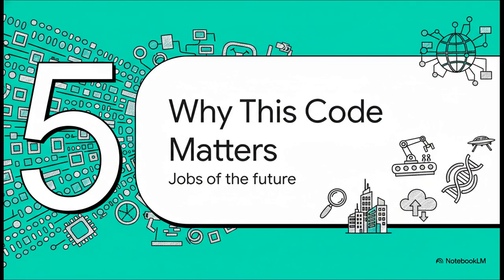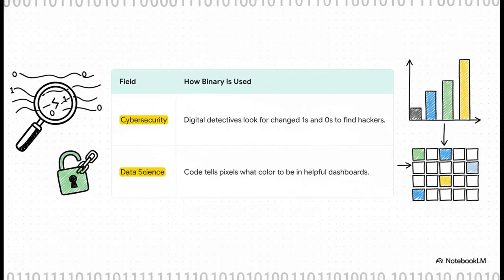Understanding this stuff isn't just a cool, fun fact. This secret code, it's the actual foundation for some of the most important jobs out there, and for the jobs of the future. So let's take cybersecurity, for example. The experts in that field are basically digital detectives. They're searching through all that code, looking for a single 1 that was maybe changed to a 0. A tiny, tiny clue that could be a hacker's footprint. Or how about data science? Analysts use that exact same idea of telling pixels what color to be, but they use it to build helpful charts and dashboards. It's what makes huge, complicated amounts of information so easy for us to understand with just a quick look.